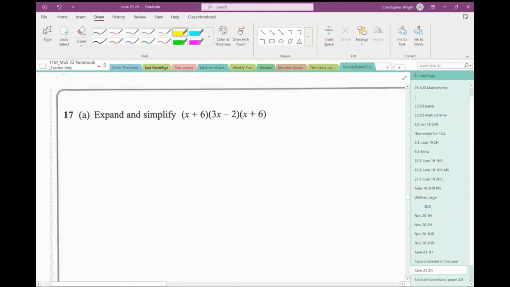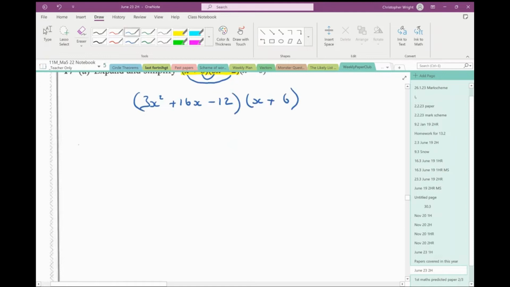Expand and simplify. So to start with, I multiply out these two brackets. So that's going to give me 3x squared. I'm going to get 18x from there, minus 2x from there, so plus 16x, minus 12. Now I have to multiply that by x plus 6. So I'm going to multiply each term by x, and then I'm going to multiply each term by 6.